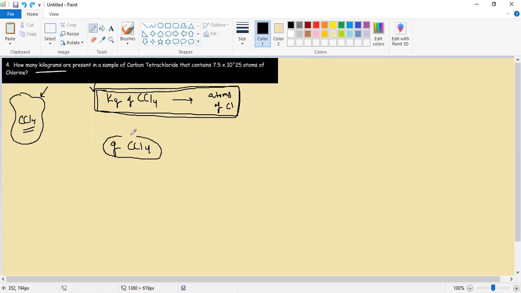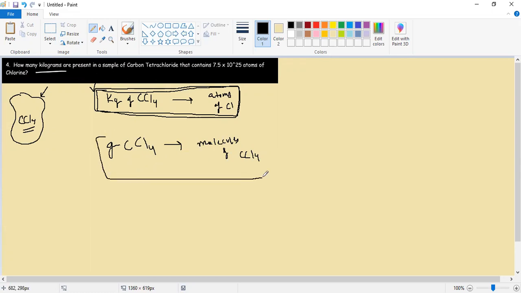But you also notice that there's a problem. The molar mass conversion takes us from grams of CCl4 to molecules of CCl4, and our conversion is kilograms of CCl4 to atoms of Cl. So we're going to have to do a little more work after we get that conversion factor. The molar mass conversion will get us from grams of CCl4 to molecules of CCl4, and after that we can find out how many atoms of chlorine there are.